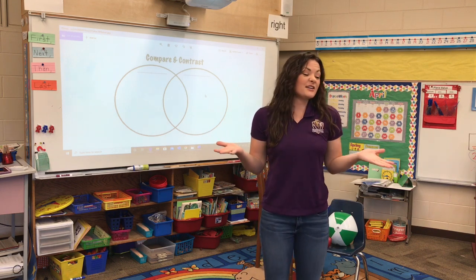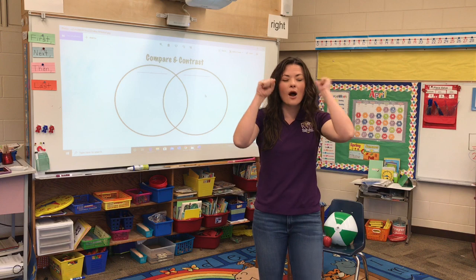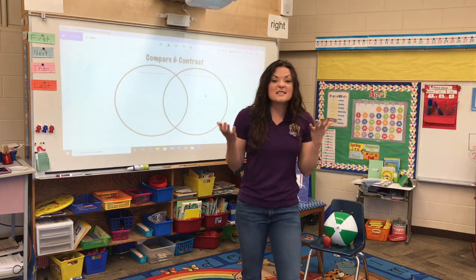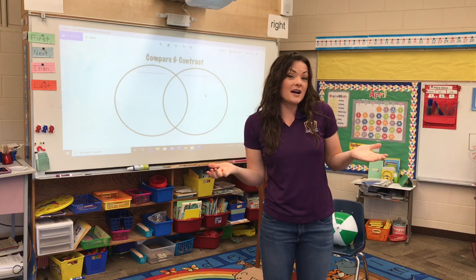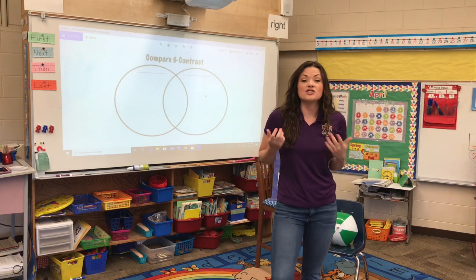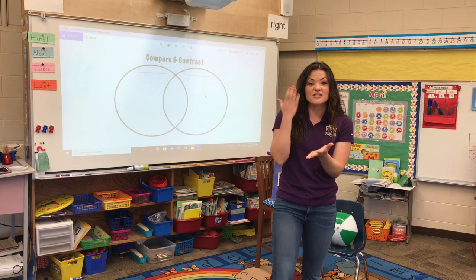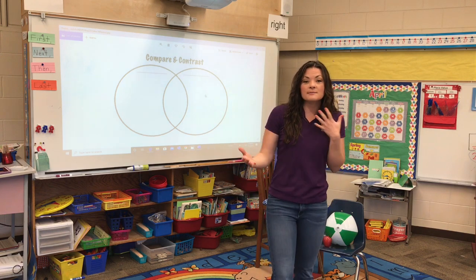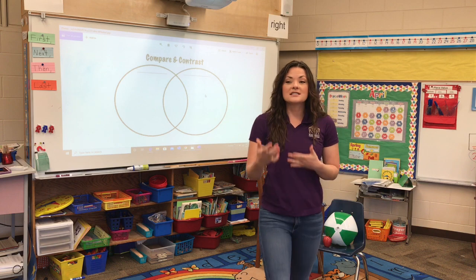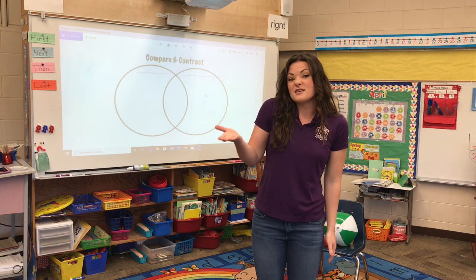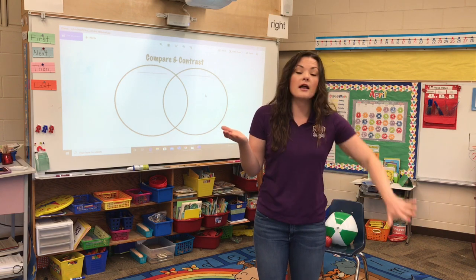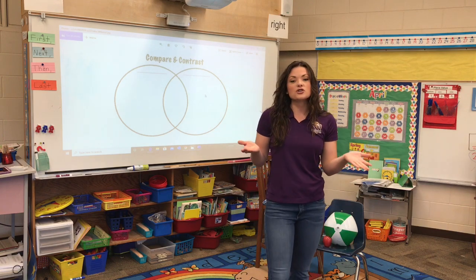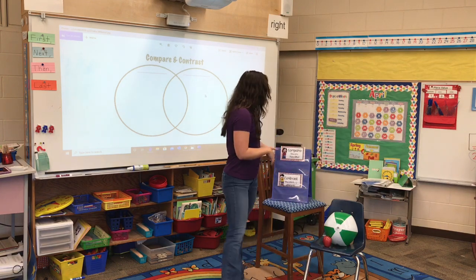Comparing and contrasting. If you rewind your brain back all the way to Christmas time, we practiced comparing and contrasting with all of our different gingerbread stories. Remember, we read the gingerbread boy, the gingerbread girl, the baby, and we talked about and made that journal discussing all the things that were the same when we compare and all of the things that were different in the stories when we contrast. So we're going to review that today.